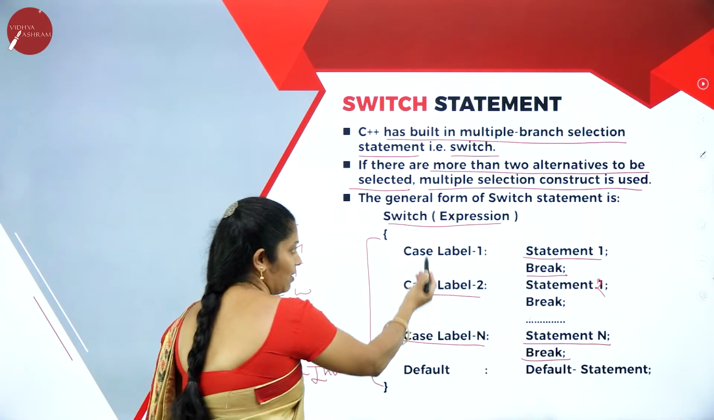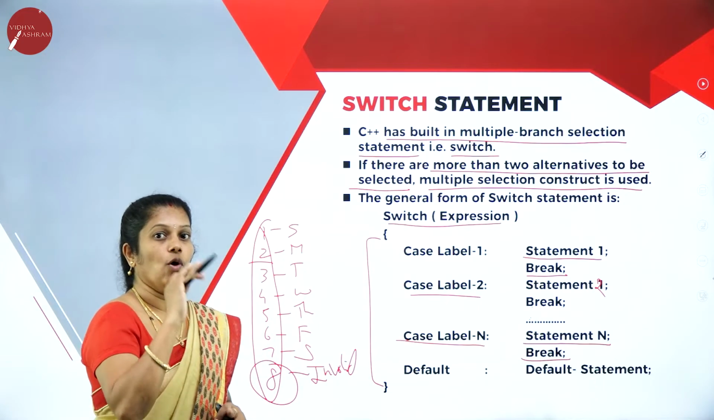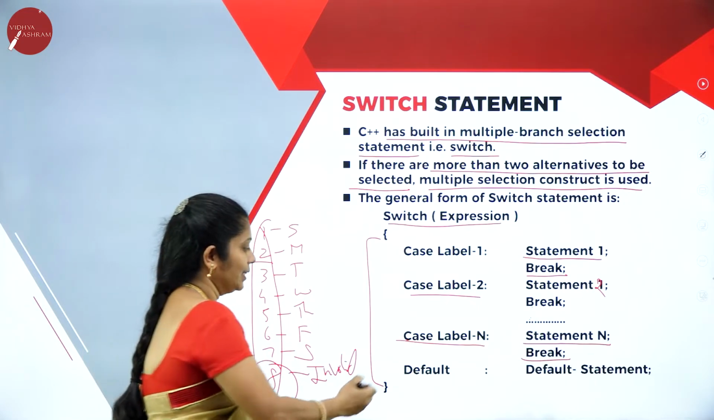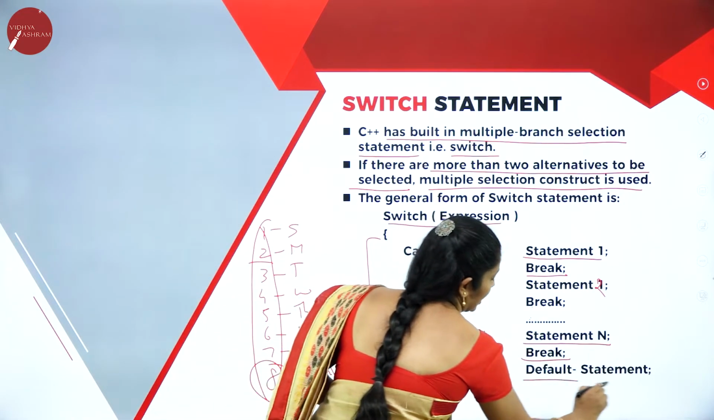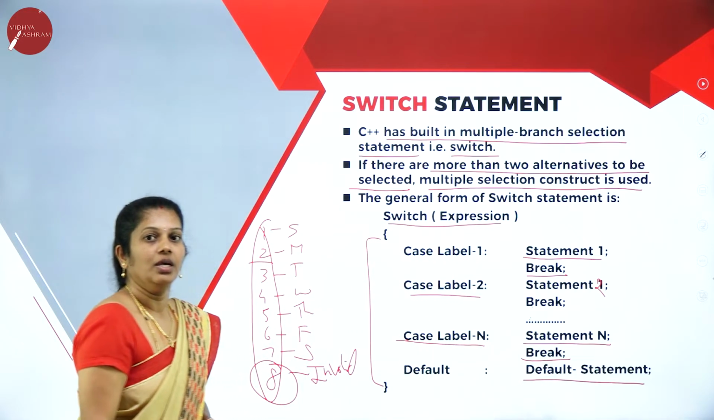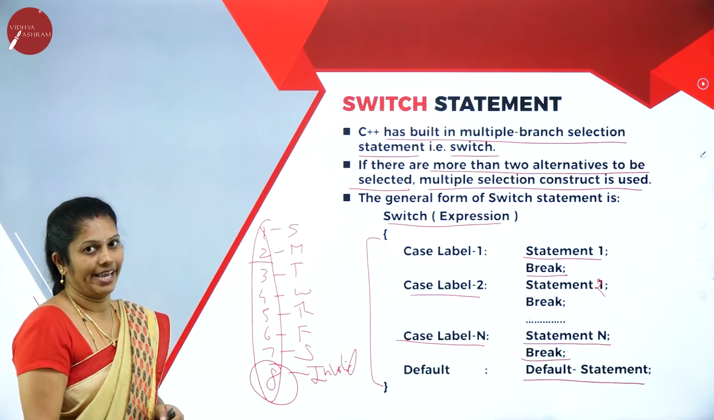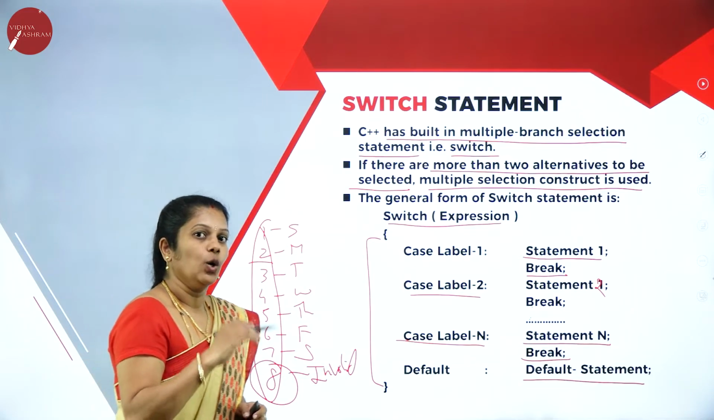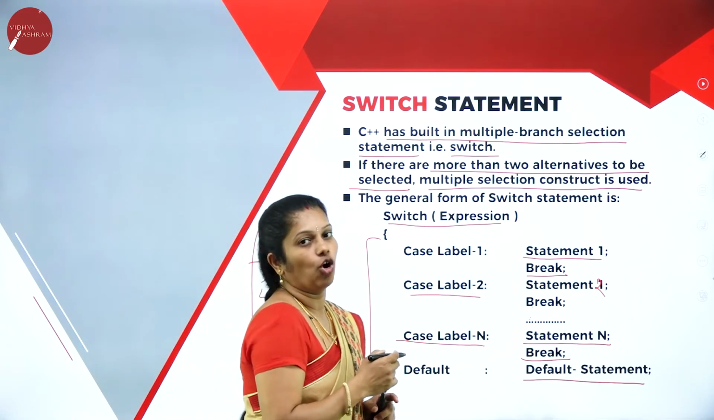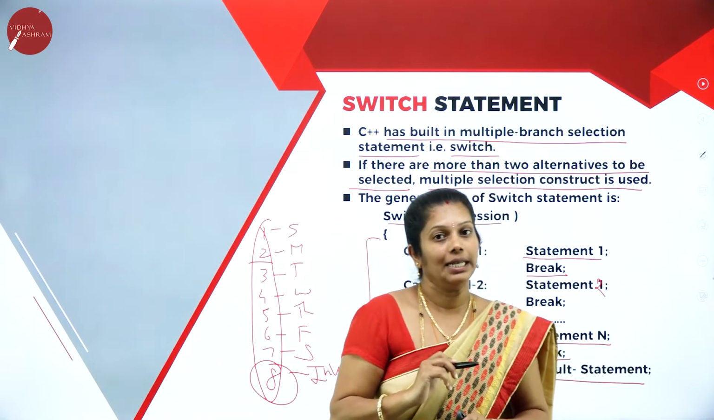In the same way, finally, if all the conditions are not satisfied, if all the labels are not satisfied, then the default statement has to execute. It means that we have multiple selection options depending upon the label here.